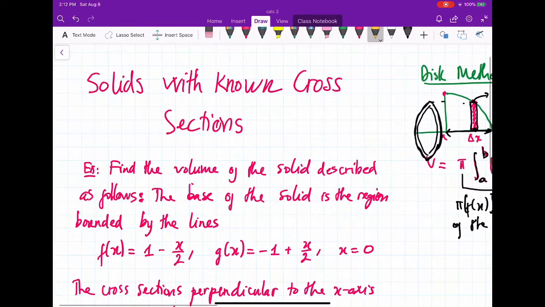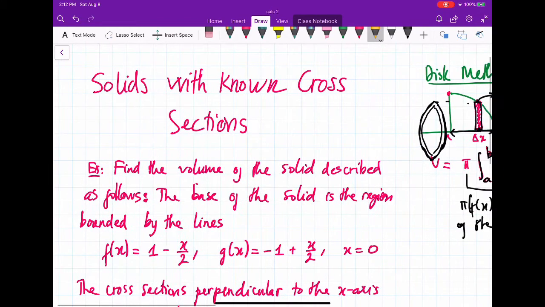Now, let's say we have solids where we know the cross sections, but those solids are not obtained by revolving a region about the x or the y axis. So how do we find the volume of such solids? That is the main purpose of today's video.